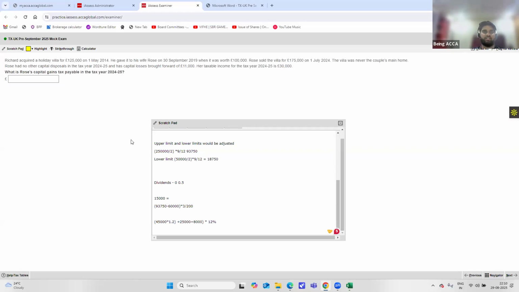As per residential property, that is right. So 7,700 will be taxed at 18%. Exactly, that is absolutely right, and that is how you will be calculating this question. And the rest will be at 24%.